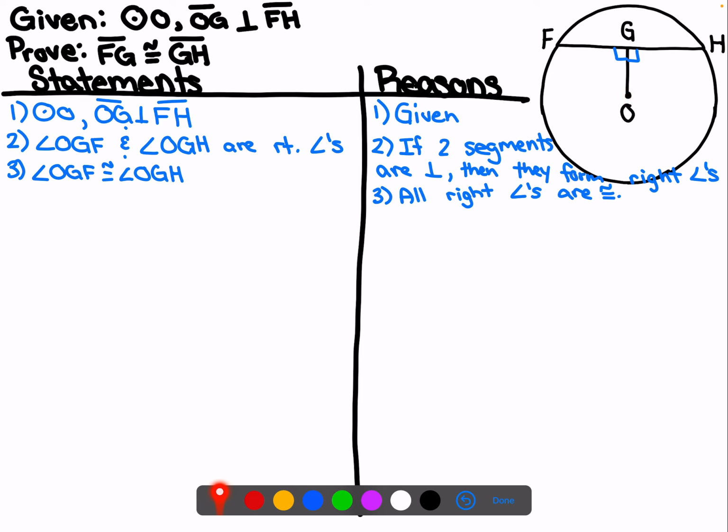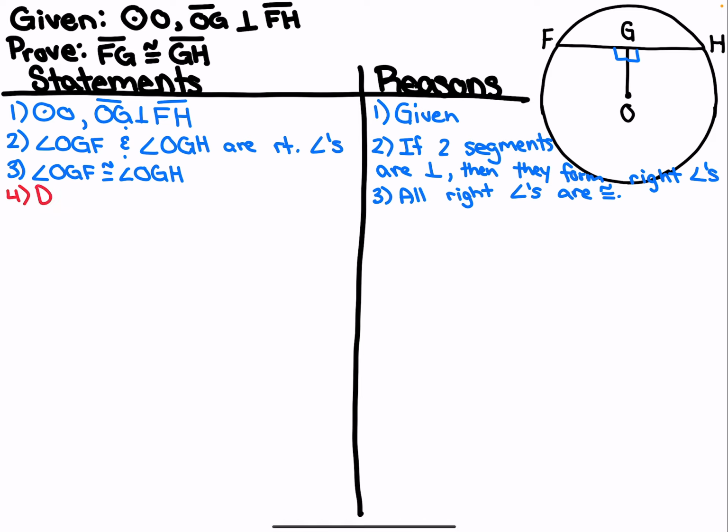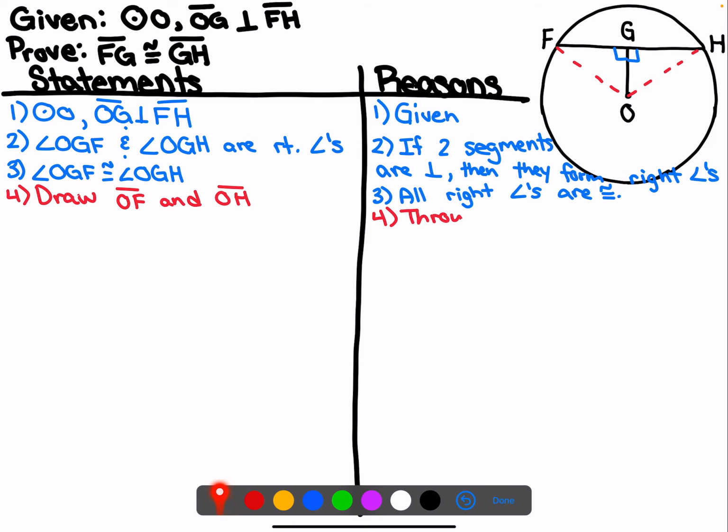And with these radii, they're going to go from the center to the edge, but we want them to make triangles. So I'm going to create segment OF and segment OH. So draw segment OF and segment OH, and the reason that we can do that is any 2 points determine a line, ray, or segment.